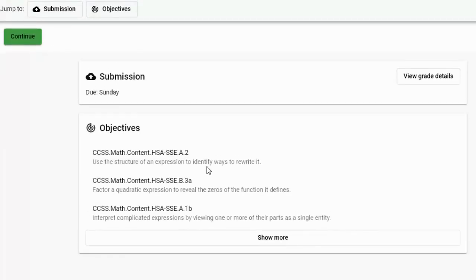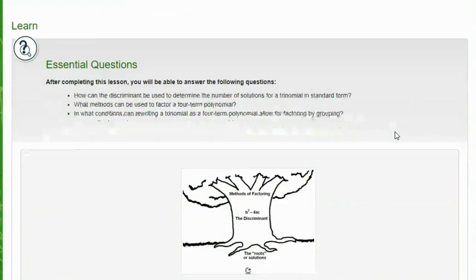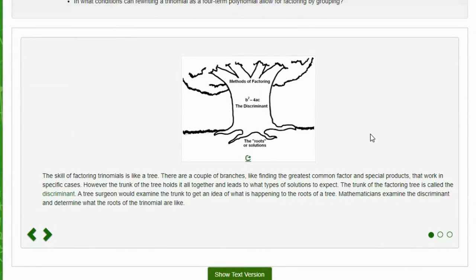Yeah, well, wait. Let's look at our next lesson. Factoring by grouping. This is quadratics right here. So, methods of factoring: the discriminant and the roots. Now, fortunately, we've got some experience with the discriminant. We had that with our systems of equations. So the skills of factoring trinomials is like a tree.